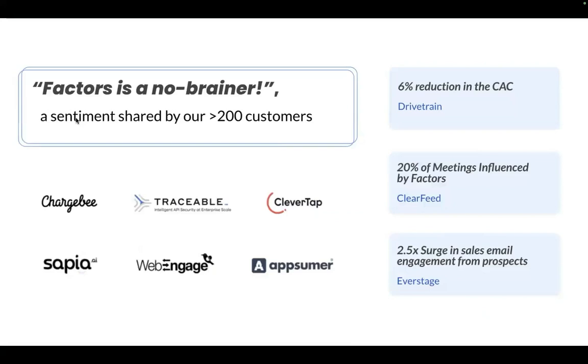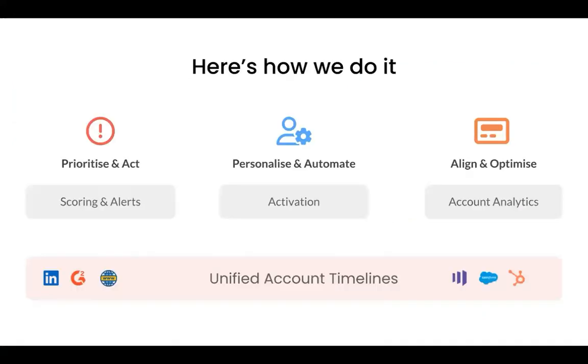And we have over 200 customers now. And these are some of the improvements that people have been able to achieve with Factors so far. And we are only growing. Here's a quick summary of what we do. We help you identify the intent of all your accounts across your website, LinkedIn, G2, and CRM, and give you that unified account timeline. Then you can set up custom scoring logics, so you can prioritize and score your accounts so that your sales team goes after the right set of accounts. Then you can set up automations for those accounts so that they get reached out to in real time and get converted into pipeline.